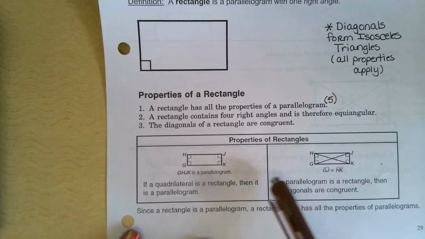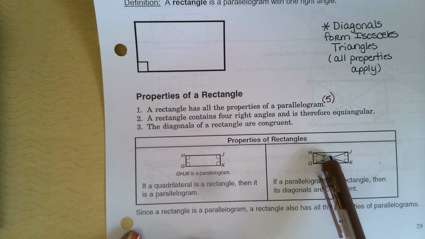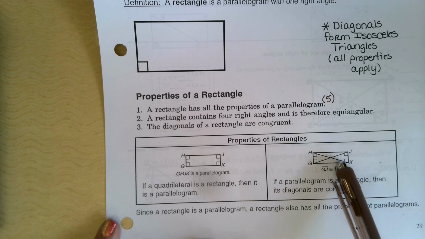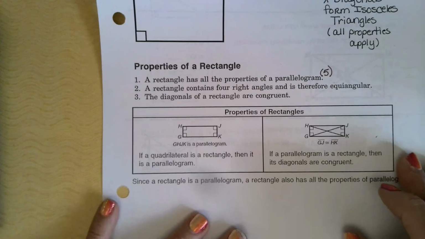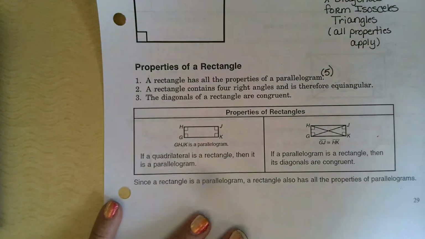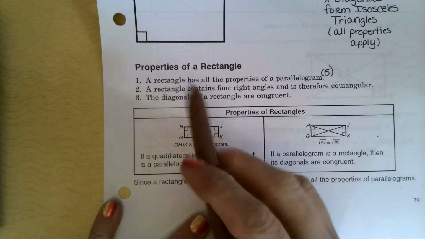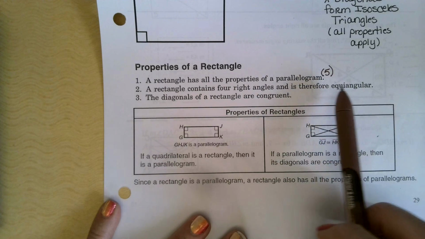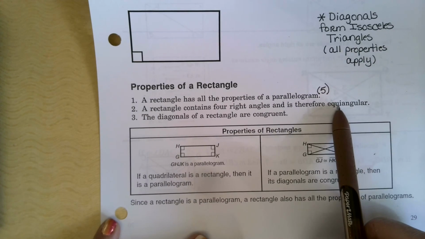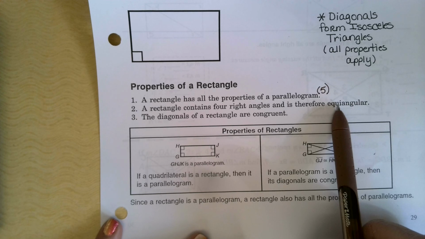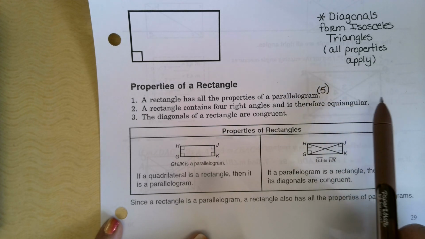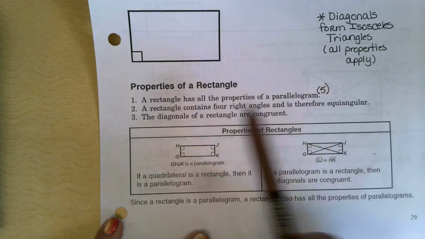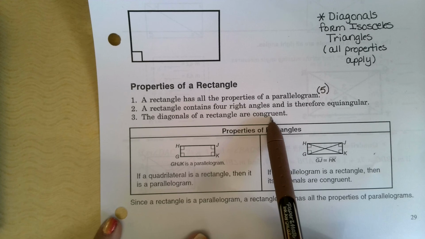The diagonals will bisect each other. I'm going to show you that down here, but there's also a new property about the diagonals. Okay, they do bisect each other, but there's something special about it. So here's the new properties. The new properties are: a rectangle contains 4 right angles and is therefore equiangular. Is it equilateral? No, it's not equilateral, but it is equiangular. So remember, if a figure is equiangular, it doesn't have to be equilateral. And then the diagonals of a rectangle are congruent.